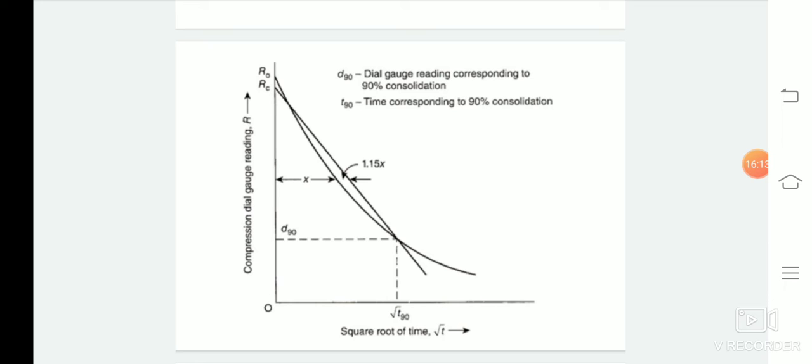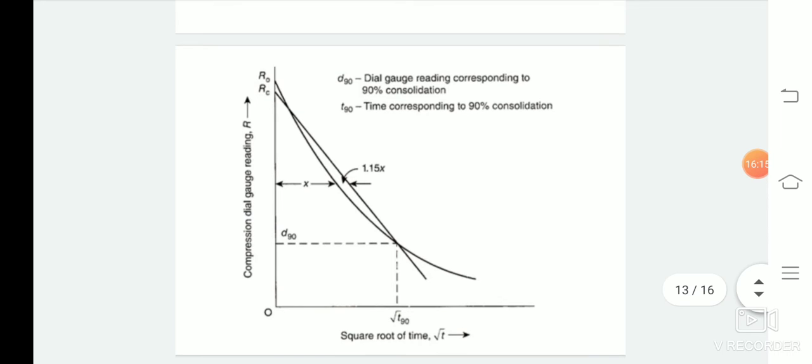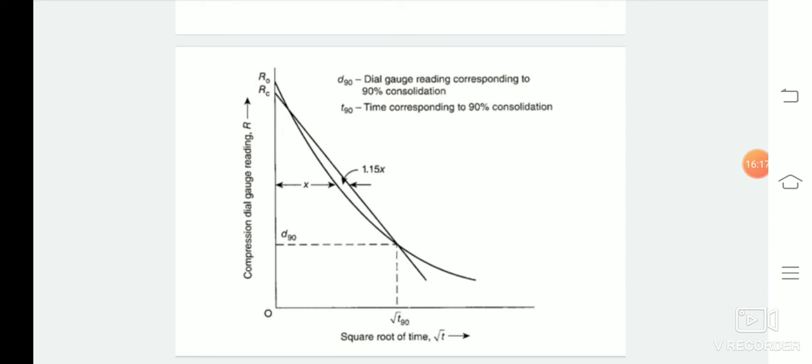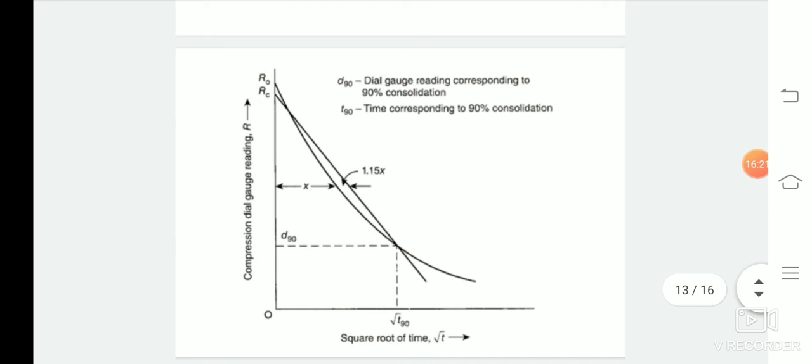So from RC, we can draw a straight line such that its abscissa at any point is 1.15 times that of the initial straight line portion of the consolidation curve. The intersection of this line with the consolidation curve gives a point P corresponding to 90% consolidation. The abscissa of the point P gives root over T90.